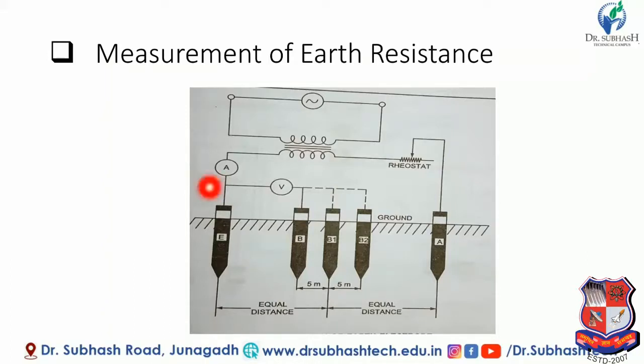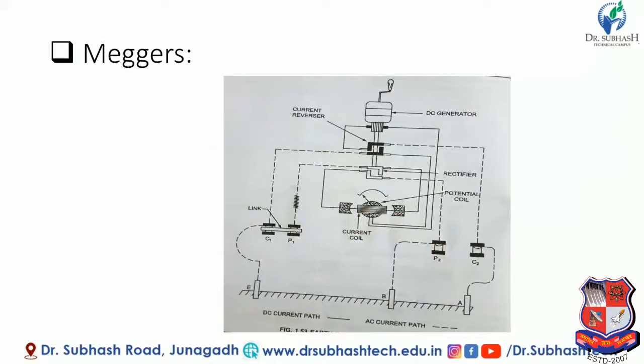Now this is the summary of that test, and here there are three electrodes kept in the earth resistance. Electrode E, electrode B, B1, B2, and electrode A. In this way, one rheostat is connected to electrode A. You can measure the resistance of earth, and it can be placed at equal distance. Now, next here, Megger is used to measure the earth resistance.